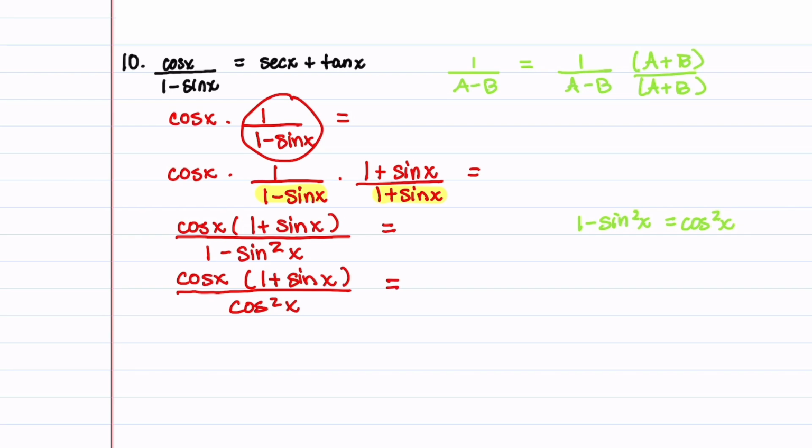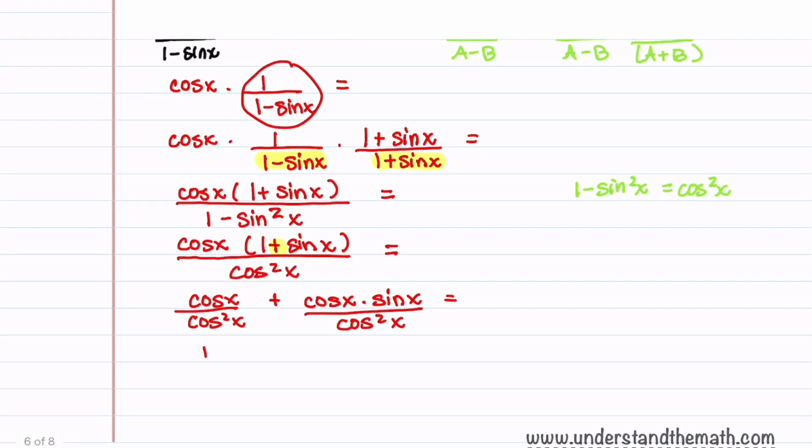Now let's notice that our right-hand side has two terms. So let's split our left-hand side into two terms. So our first term is cosine x divided by cosine squared x. And our second term is cosine x sine x divided by cosine squared x.